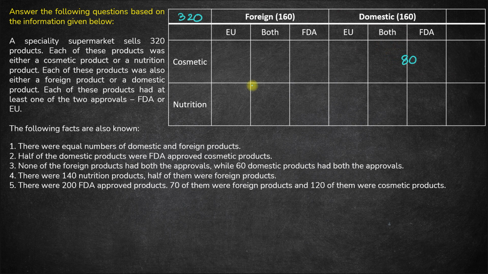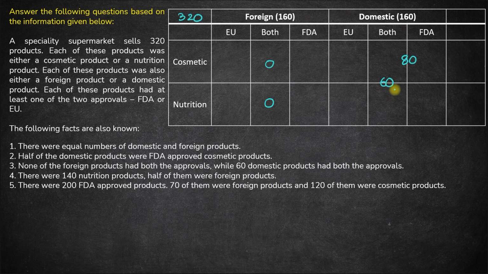Next, none of the foreign products had both the approvals. That means these two blocks combined are 0. If both these blocks combined are 0, then individually they must both be 0. While 60 domestic products had both the approvals. So for domestic products, both approvals is 60, and this block plus this block combined is 60.